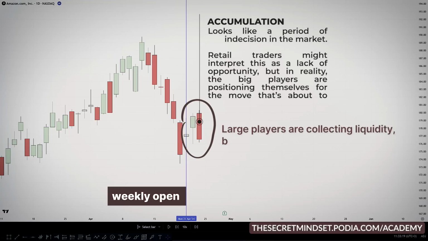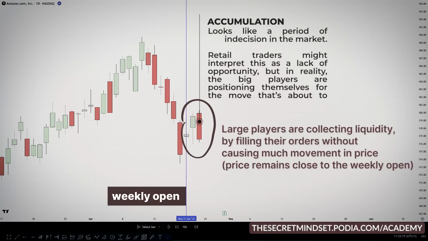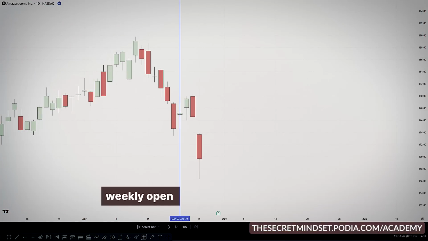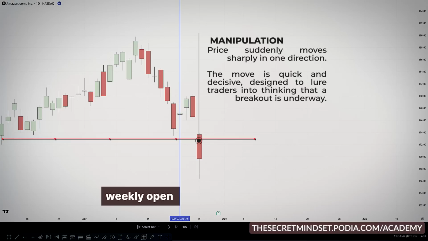During this phase, large players are collecting liquidity by filling their orders without causing much movement in price, which could otherwise draw attention from other traders. The price may oscillate slightly, but it remains close to the weekly open, keeping the traders guessing about the next big move. After 1 or 2 days of trading near the open, the next phase of manipulation begins.